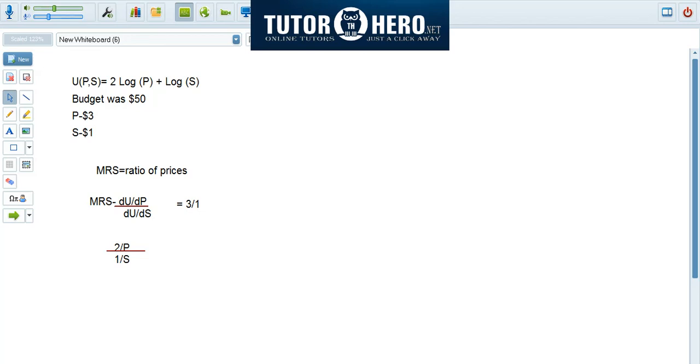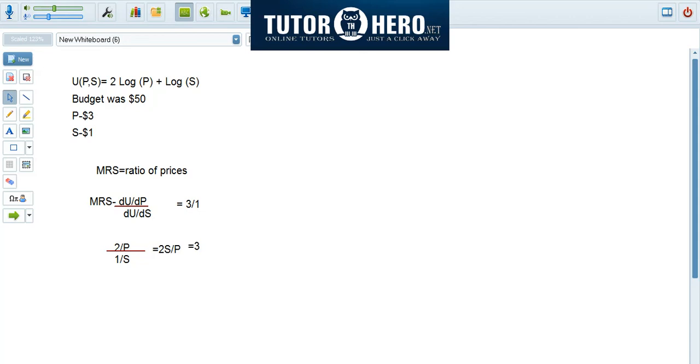Well, if we combine our fractions, it's going to simplify to 2s over p. And that needs to be equal to the price ratio, which is 3. So what do we do at this point? Well, we need to rearrange this a little bit to get an equation expressing s in terms of p or p in terms of s.